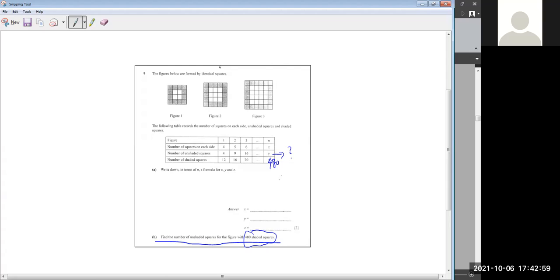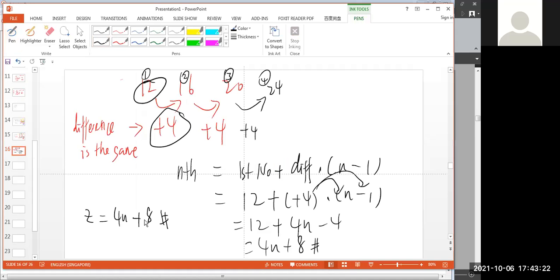Okay. So 480 is the shaded square. So that means you need to find out what is the n. So just now the formula for z is, can you still remember the formula for z? Z is this part. So it's 4n plus 8, right? Just now the formula for z is 4n plus 8. Yeah, z is equal to 4n plus 8.